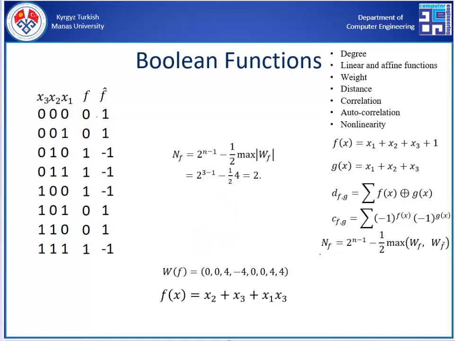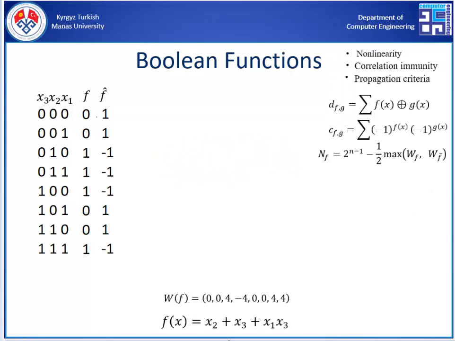So, as we can see, the Walsh-Hadamard transform is a very useful tool to calculate the nonlinearity of a Boolean function. In application of Boolean functions, there are two other vital criteria that should be satisfied, which are correlation immunity and propagation criteria.